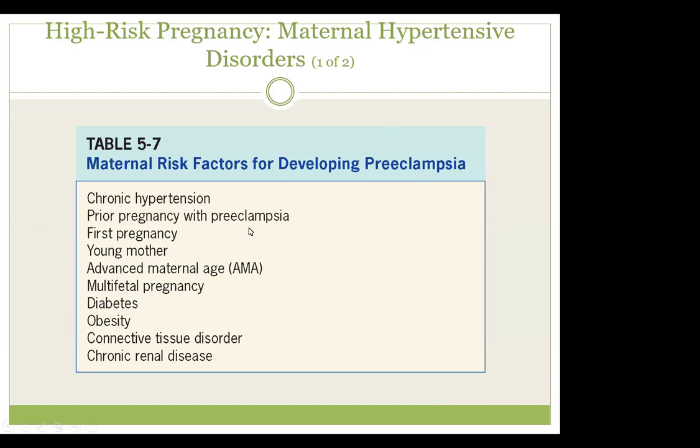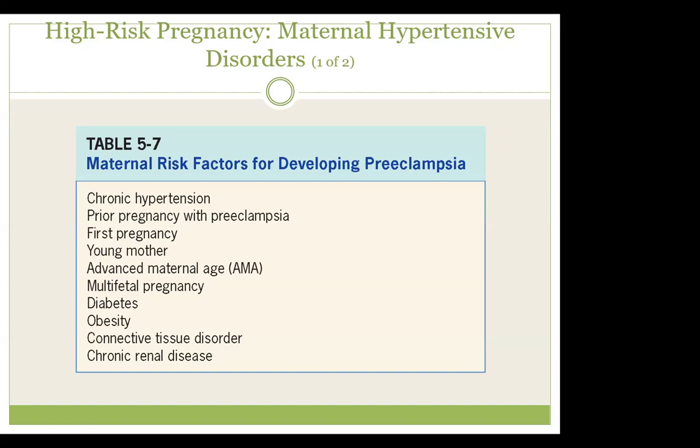If you had a prior pregnancy with preeclampsia already, then they watch you very, very closely. It doesn't mean you're going to have it again, but they watch you closely for that to reoccur. First pregnancies, just because it's an unknown if you have any history of it. Extremely young maternal age or advanced maternal age, so that's under 16 or over the age of 40. Multi-fetal pregnancies, so twins, triplets, quadruplets, have a higher chance of preeclampsia. Patients with diabetes, patients that are extremely obese, patients with connective tissue disorder or chronic renal disease.